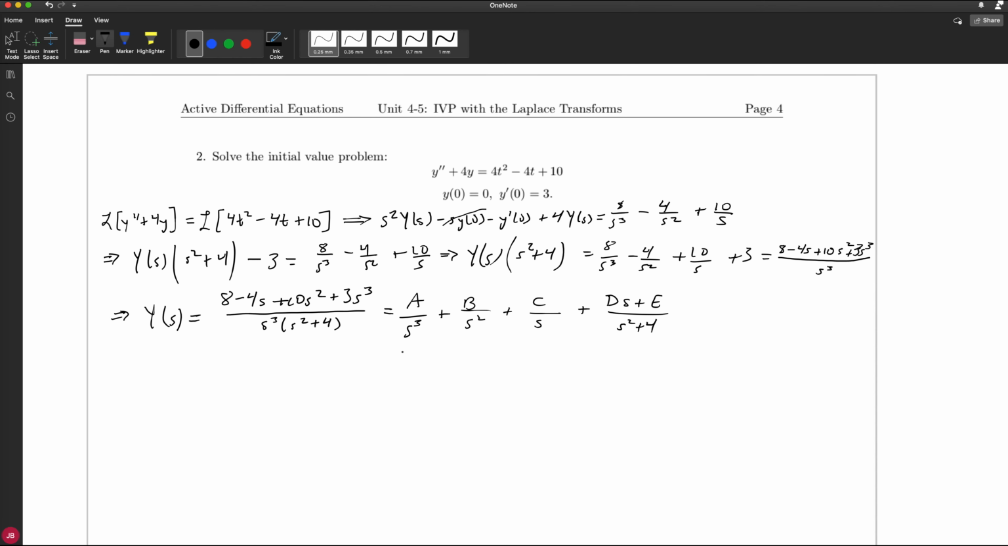Okay. And now we are going to recombine this into a single fraction. But let's just work with the numerators. So on the left-hand side, I get the numerator 8 minus 4s plus 10s squared plus 3s cubed equals, now let's see what the numerators would be. Well, if my common denominator is going to be s cubed times s squared plus 4, then what does the A need? Maybe you can answer this aloud if you like, or pause the video and work on this yourself. But I think the A just needs the s squared plus 4.